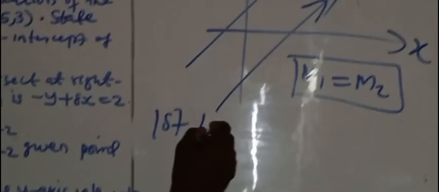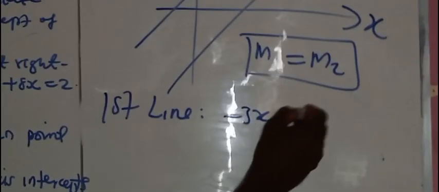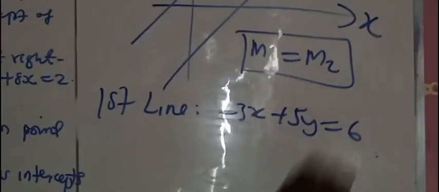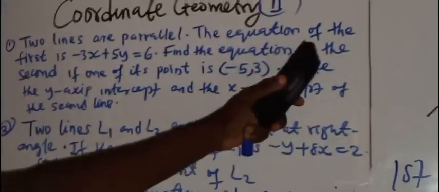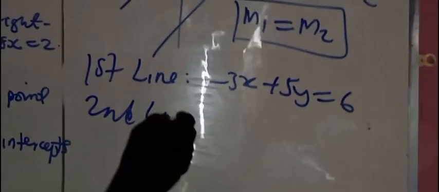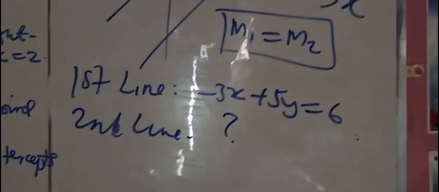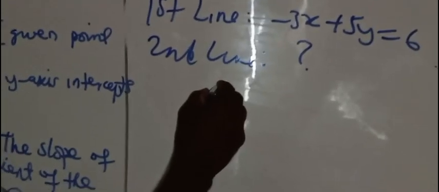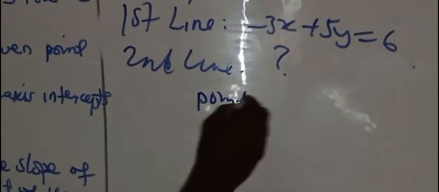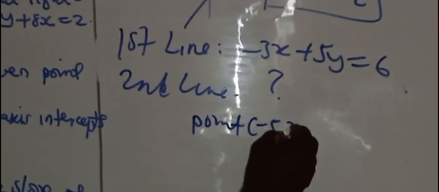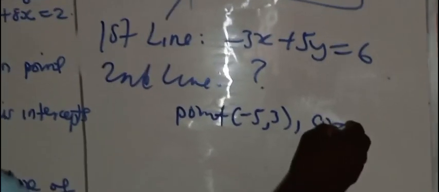So the equation of the first line, they gave me as minus 3x plus 5y is equal to 6. Find the equation of the second. We are looking for the second line equation. If one of its points is minus 5, 3. Remember, to get an equation, you need 1 point, which is minus 5, 3, and the gradient.